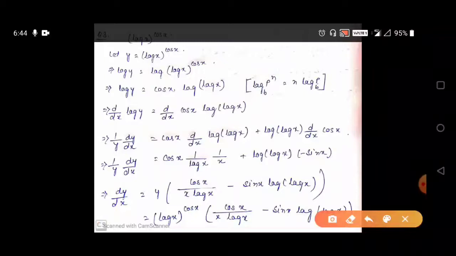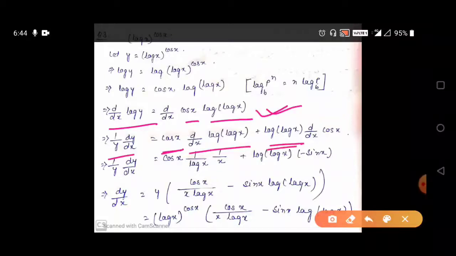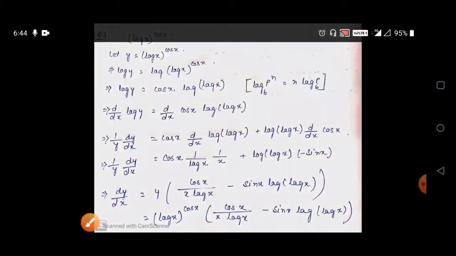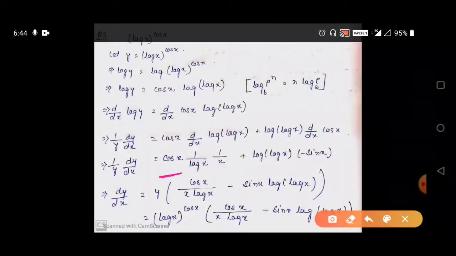Now we will differentiate both the sides with respect to x. So d dx of log y, d dx of cos x log x. Now here we will apply the formula of uv. ddx of log y means 1 by y dy by dx. Now here cos x is constant, differentiation of log x, and here log x is constant, differentiation of cos x. So it will become cos x.